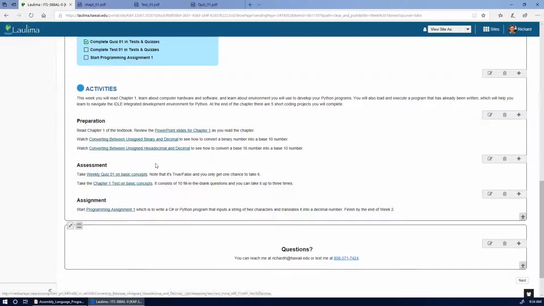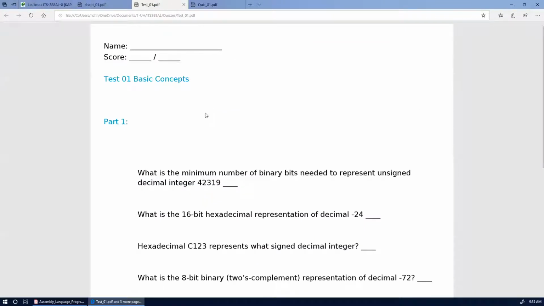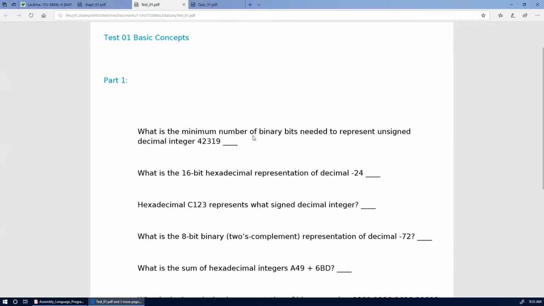There are a couple of really good videos here that you really should look at, on converting between binary and decimal, and hexadecimal and decimal, and so on. That's pretty important. You should be able to do some of that in your head or quickly with a calculator throughout the course. Let's just quickly take a peek at what the first fill-in-the-blank test looks like.